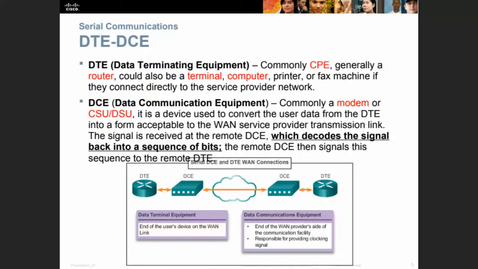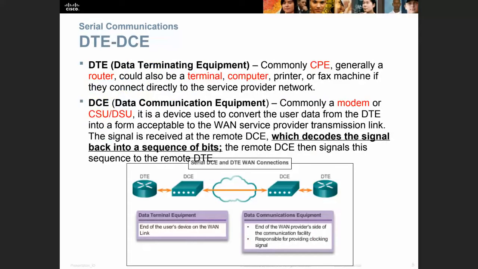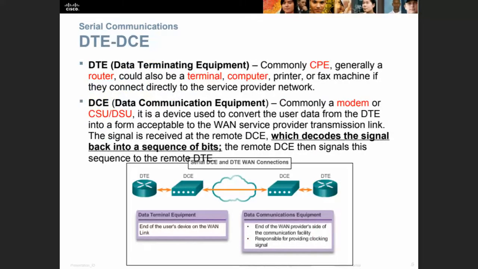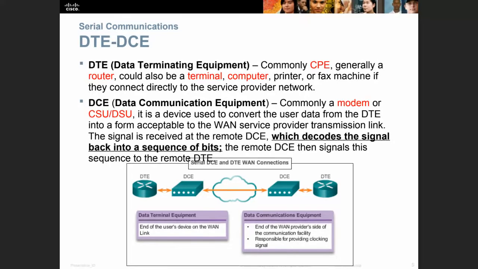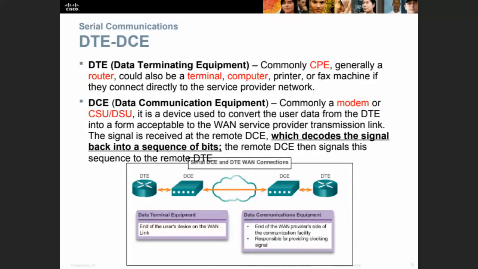DTE and DCE. Each WAN link will have a DCE and a DTE. DTE is data terminating equipment. It's commonly a CPE, generally a router. So a router is a DTE device, or a terminal or computer can be a DTE device, printer or fax.